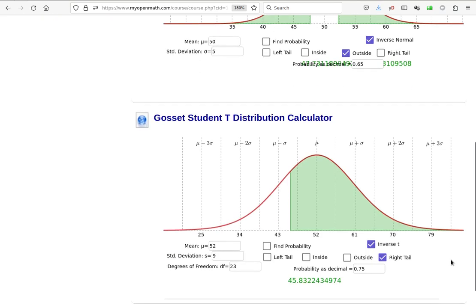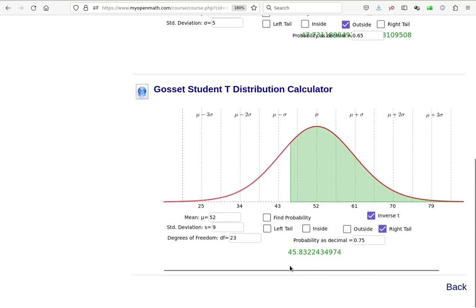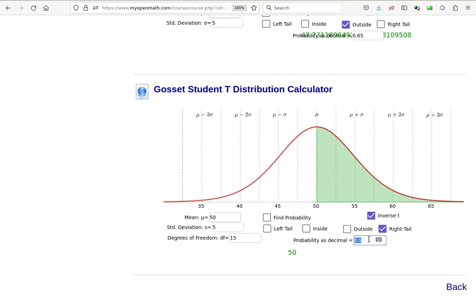The second calculator is our Gosset student t calculator. And notice the only thing different is that it allows you to put in the degrees of freedom. So let's say the degrees of freedom was 15, relatively small, and certainly a reason to use the student t-distribution. Let's put in different values for the mean and the standard deviation, just to remind ourselves that we can use this calculator to find an inverse probability.